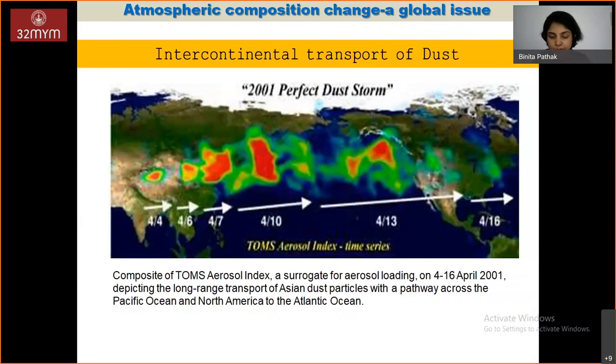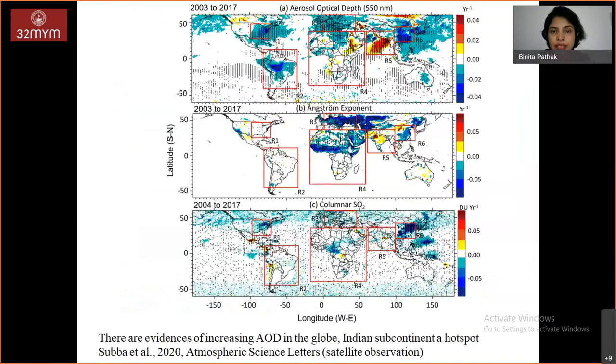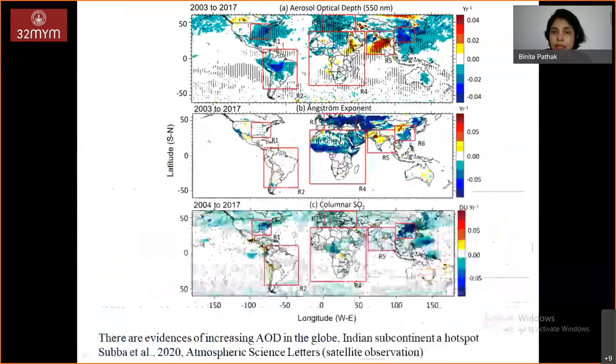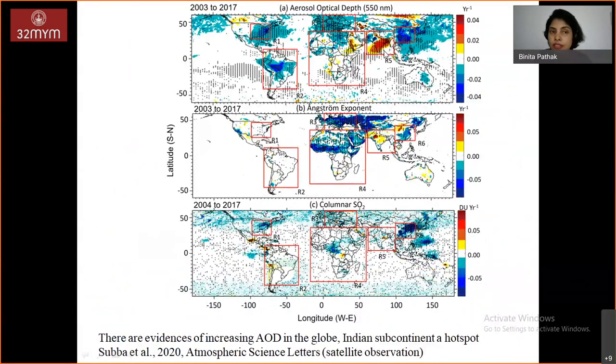That's why we are so worried about the aerosols. Coming to the regional situation, our group has recently shown that the aerosol burden increment from 2003 to 2017 is quite appreciable over the South Asian region, encompassing the Indian subcontinent, contributed by the anthropogenic or fine mode aerosol particles, designated by a parameter called the Angstrom exponent. Some signature of an increment of sulfur dioxide was also reported.